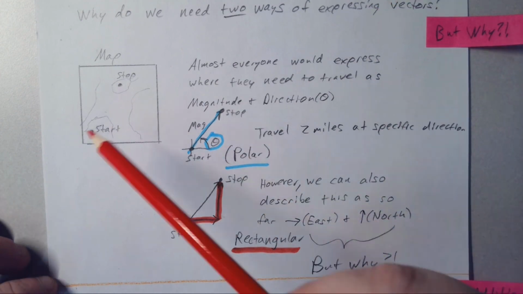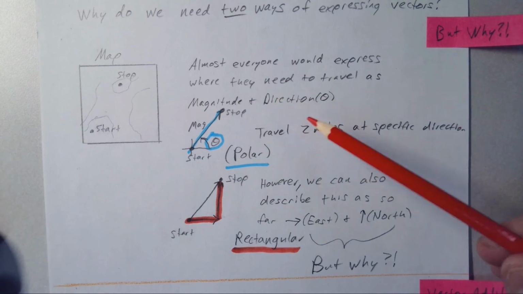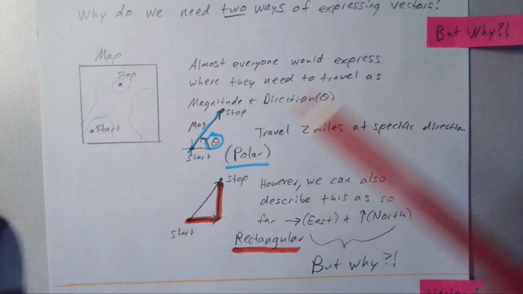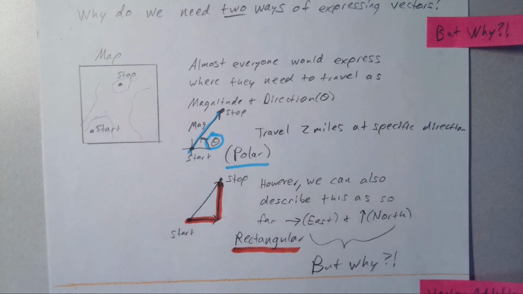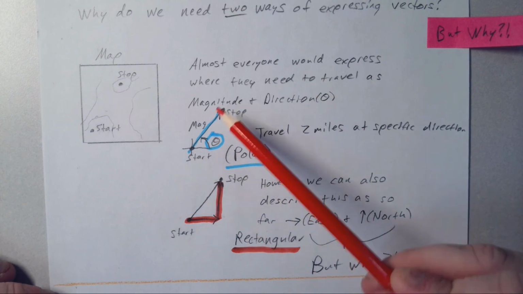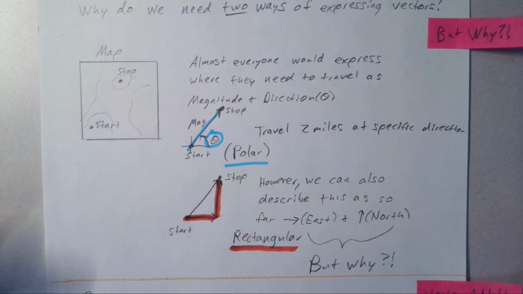Let's say we have a map, and this is your start point, and that's your stop point. Almost everyone would express where they need to travel as magnitude and direction. So they say, hey, I need to travel 2 miles, and I need to do it based on a compass, or I need to do it east, or I need to do it north. So there'd be a magnitude and there'd be an angle. Polar is how the world makes sense. Okay, hey, I'm going to go over there. My friend lives that way.